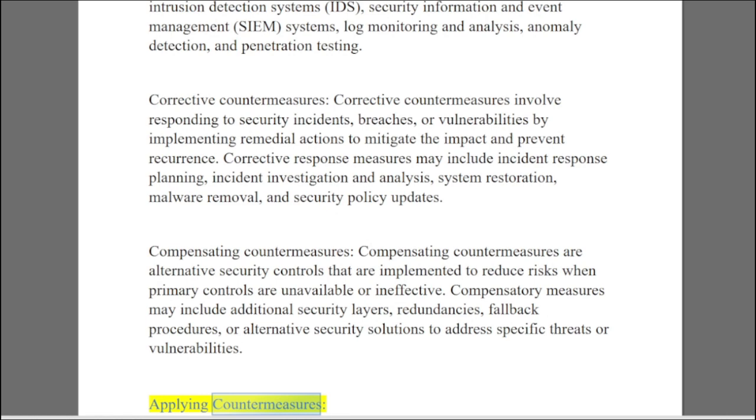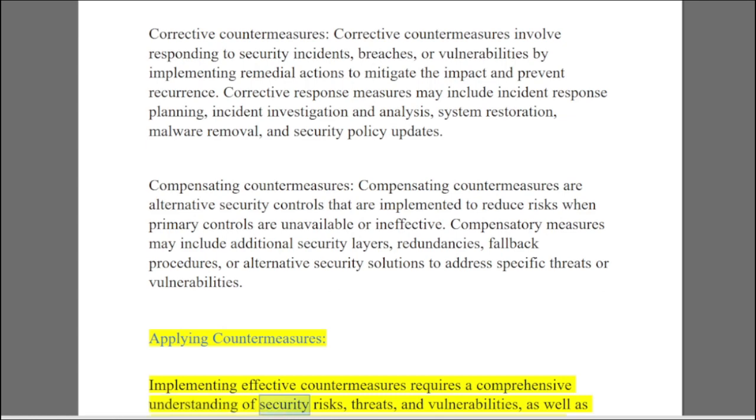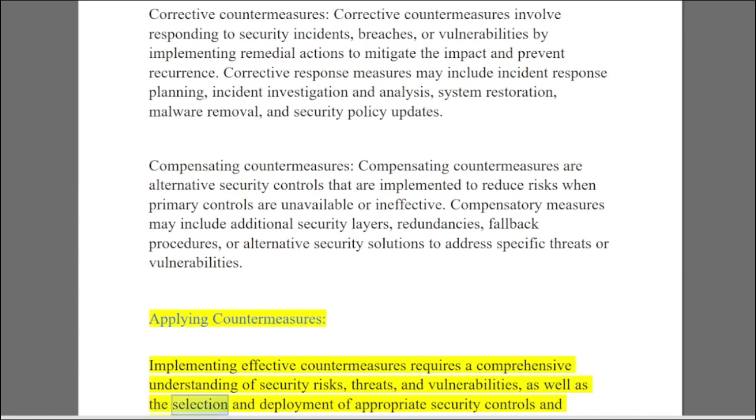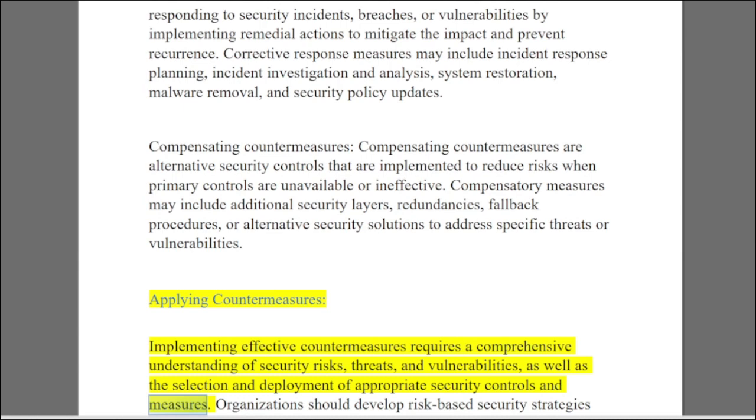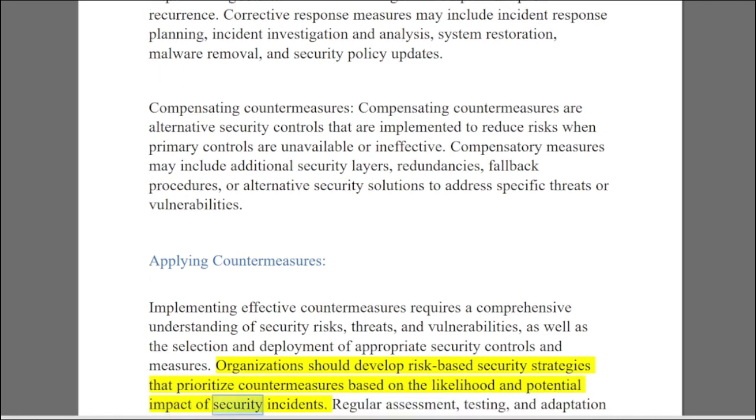Applying countermeasures. Implementing effective countermeasures requires a comprehensive understanding of security risks, threats, and vulnerabilities, as well as the selection and deployment of appropriate security controls and measures. Organizations should develop risk-based security strategies that prioritize countermeasures based on the likelihood and potential impact of security incidents.